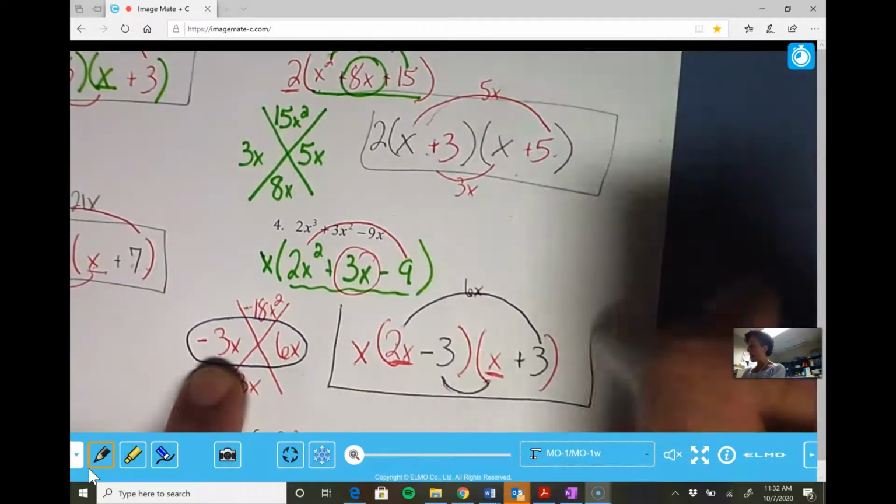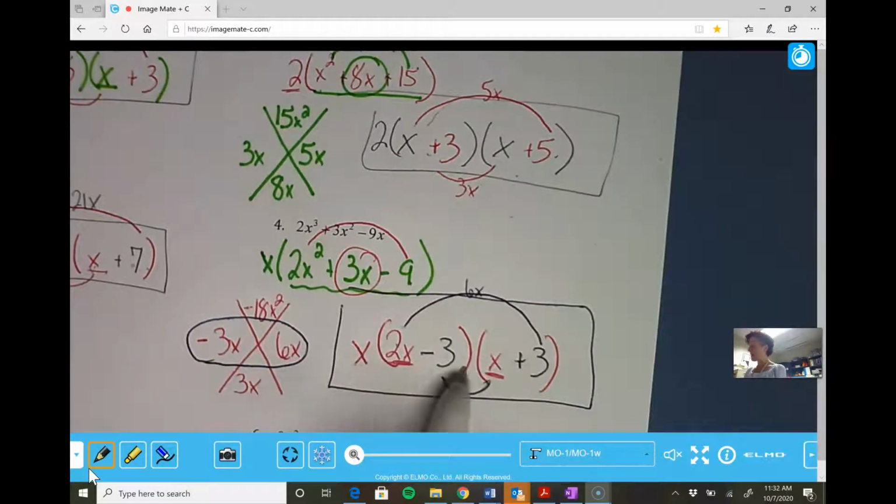And now I have all my neighbors. I have 3 neighbors. This, and this. I have 3 factors, x, 2x minus 3, and x plus 3, and now this is factored.